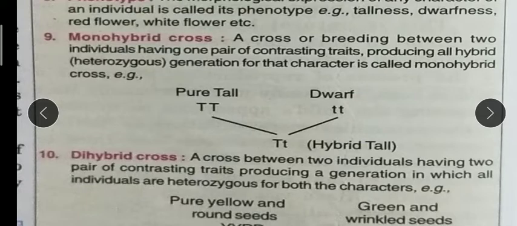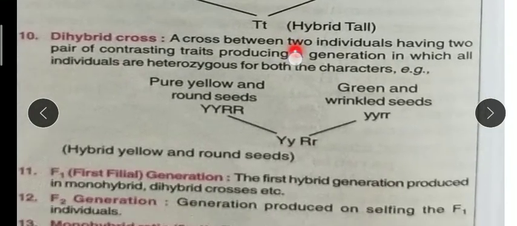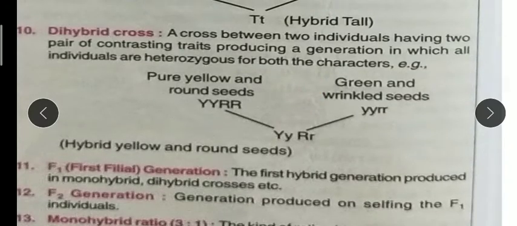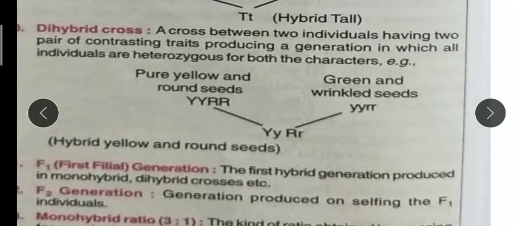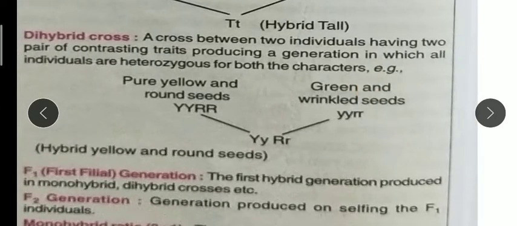So remember, this is the breeding between two individuals having one pair of characters. But in the dihybrid process we have two characters, two pairs of contrasting characters. So here we have a cross between two individuals with two characters. This pea plant seed is yellow and round, and here it is green and wrinkled. The yellow seed has a round shape, and the green seed has a zigzag, wrinkled shape.